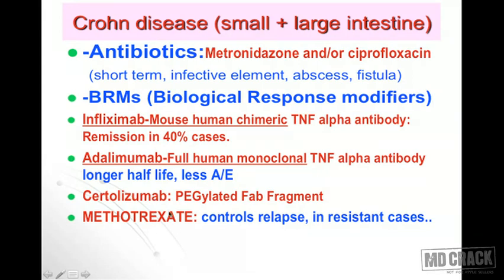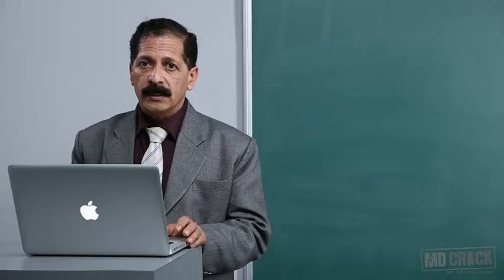Lastly, you have methotrexate, which controls the relapse and is also useful in resistant cases. So if there's a severe relapse, you can think of using methotrexate as a biological response modifier, and you can also use methotrexate in the resistant cases of Crohn disease.